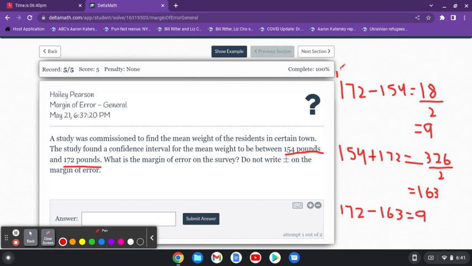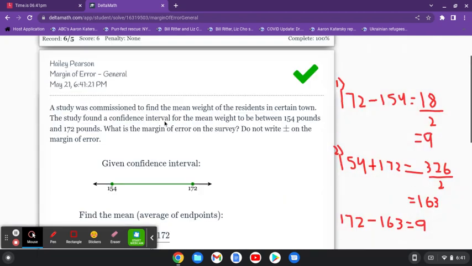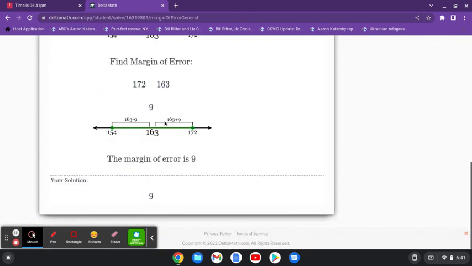I'm just going to label this method the first method, and then the second method. So our final answer is that the margin of error is 9. So it's just going to submit, and there you go. Our answer is correct.